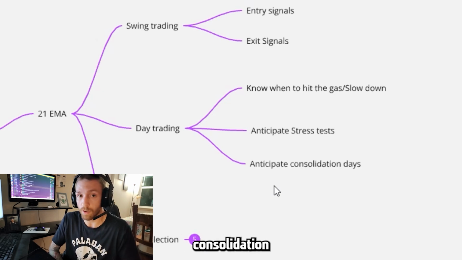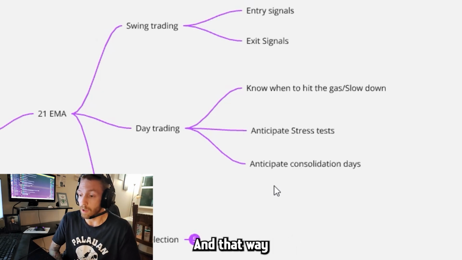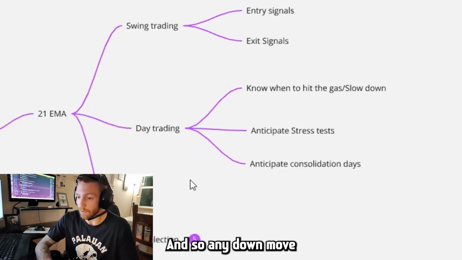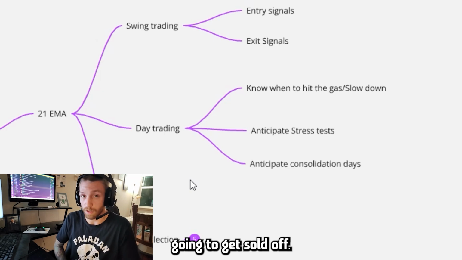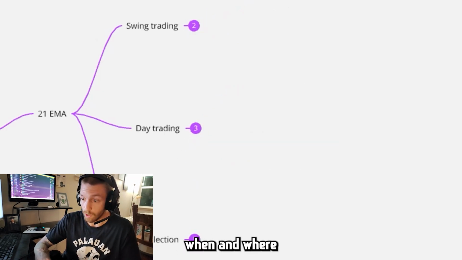And then you can anticipate when you're more likely to have consolidation days. Normally consolidation days happen after day 30, especially after day 40. I'll show that in the charts as well. When you're playing consolidation days, you're not going to shoot for the stars and you're not going to hold all day. You know that most likely the day is going to close where it opens, so any down move is probably going to get bought up and any up move is probably going to get sold off.